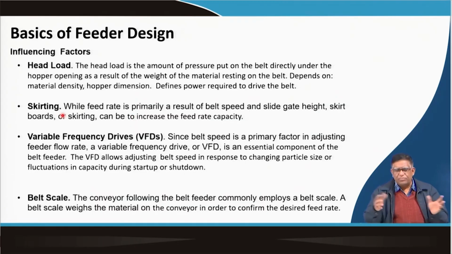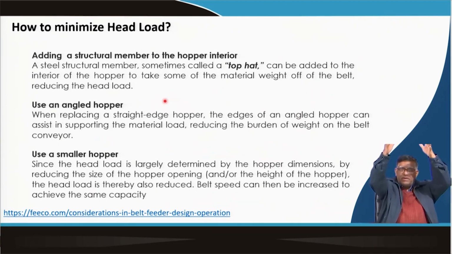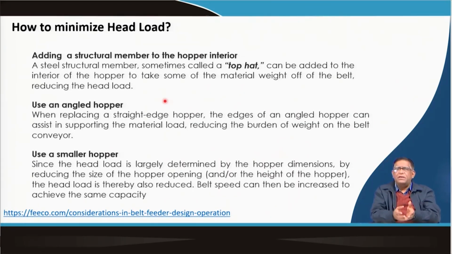Skirting, the skirtboard part as I was telling, and then the variable speed also I told you. But what happens if you have a very tall tower silo, and from that tower silo the whole load is taken on the feeder bed? To drive it you will need a very high torque, so a high power electric motor will be necessary.